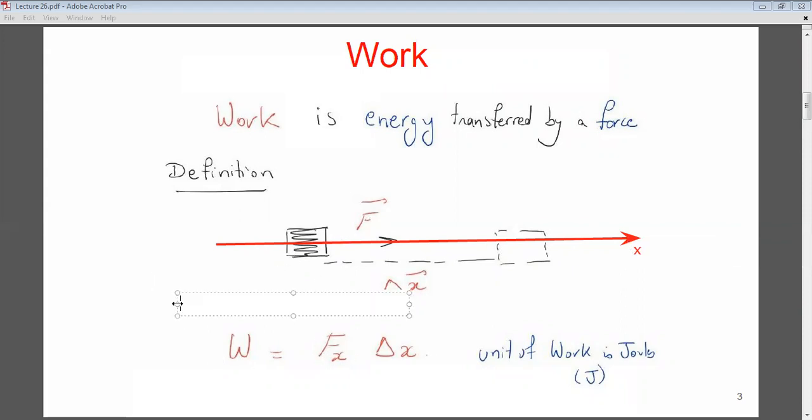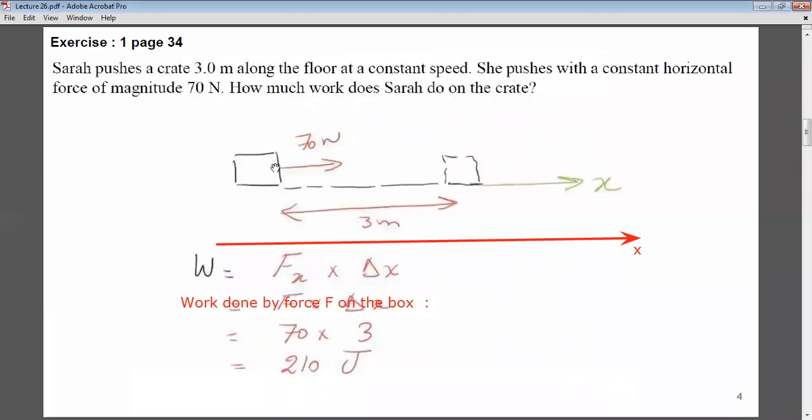So the work done by force F on the box is W, and this is equal to Fx times delta x, the amount of distance the object moved. The unit of work is joules. Joule is the name of the person who worked in this field. Okay, let's solve exercises in order to see how we use this concept.